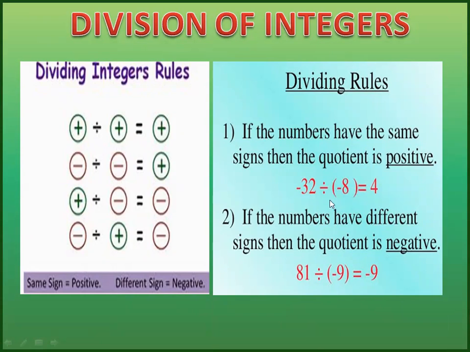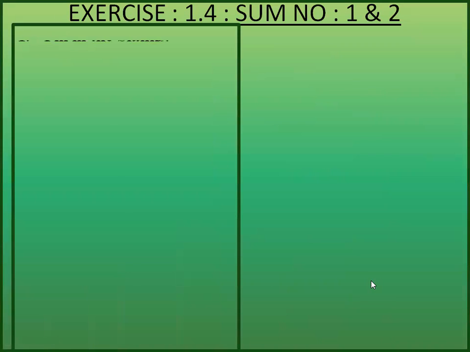If the numbers have the same signs, the quotient is positive. So what you have to do is divide. When same signs are there, the sign becomes positive. 32 divided by 8 is 4. If the numbers have different signs, the quotient is negative. 81 divided by 9 is 9. Plus divided by minus is minus. Let's move on to the exercise sums.